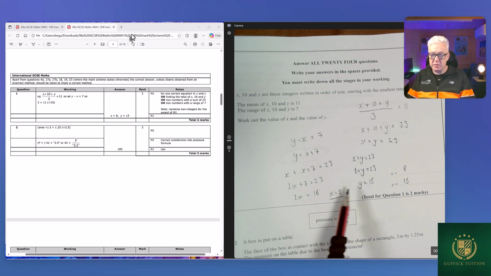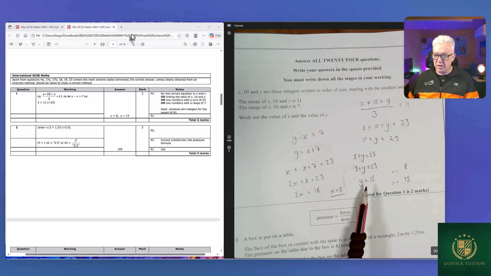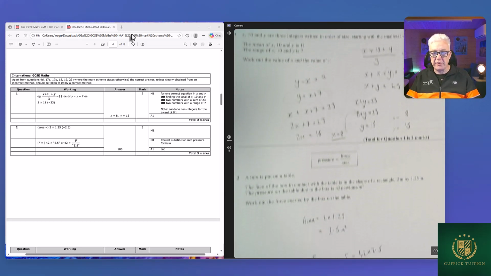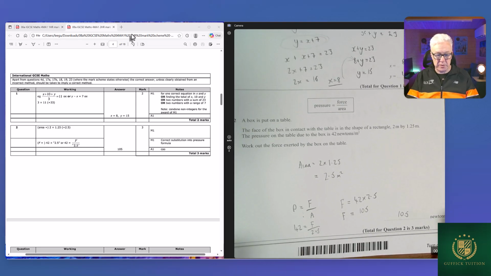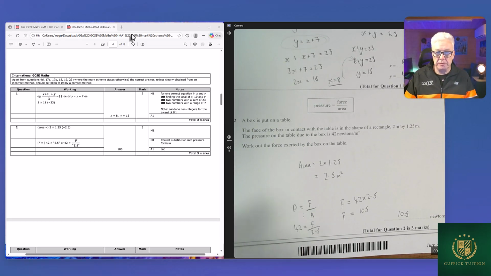Now we know that x is equal to 8, we can sub that result into our pair of equations, x add y equals 23, in order to find out what y is. When we sub that in, we get that 8 add y is 23, so therefore y is equal to 15. And that's the end of that first question. You can see that I've got the mark scheme displayed there as well, for your convenience. Okay, let's look at question 2.